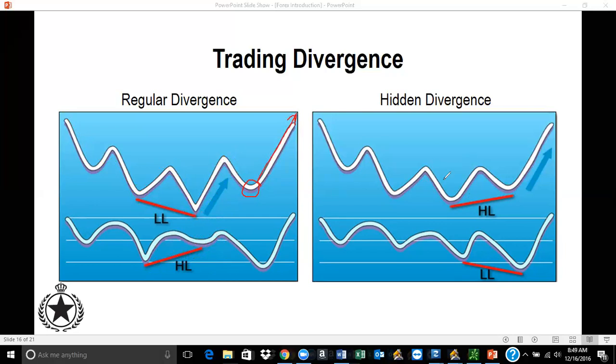Likewise, hidden divergence. That's called regular divergence. And we have another indication called hidden divergence, where price is making a lower high and a higher low. But on the stochastic, the momentum index down here, it's got a lower low. So there's a difference between this point here and this point here. Again, there are several ways to trade this on the hidden divergence.